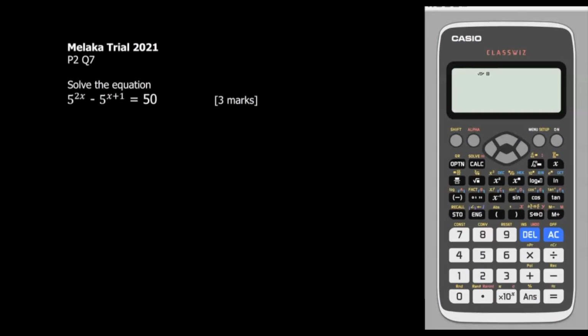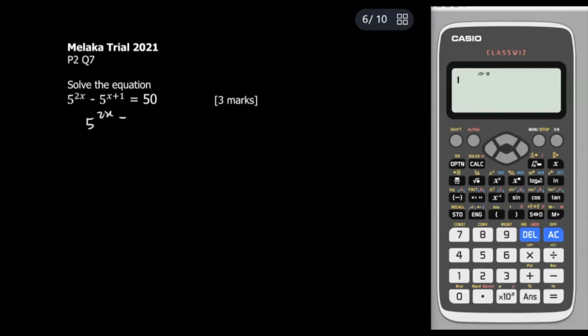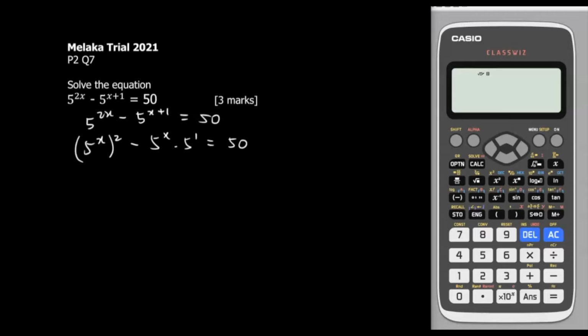Let's solve Melaka Trial 2021 question, which is paper 2, question number 7. Solve the equation 5 power 2x minus 5 power x plus 1 equals 50, and this is 3 marks. First we're going to write down the question. 5 power 2x minus 5 power x plus 1 equals 50. I'm going to write this as 5 power x, and then we bring out the 2, then minus 5 power x times 5 power 1 equals 50. This 50, I'm going to bring over to the left hand side, so it becomes minus 50 equals 0.